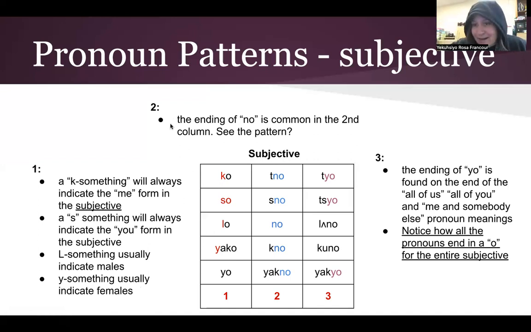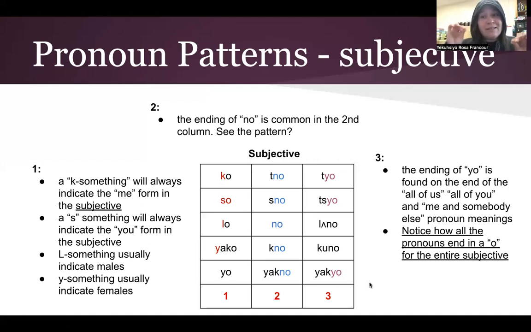Second column, what's their common ending? No, N-O. You see that in no, snow, no, gno, yagno. I have it highlighted because I want you to see that. What's common ending in the third? It is yo. You see it in dio, you see it in jo, you see it in yagyo. All right. It's not in every single one. It's in 3 of them. All of us, all of you, and me and 2 of my others.